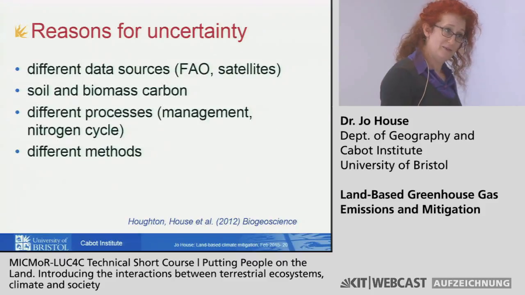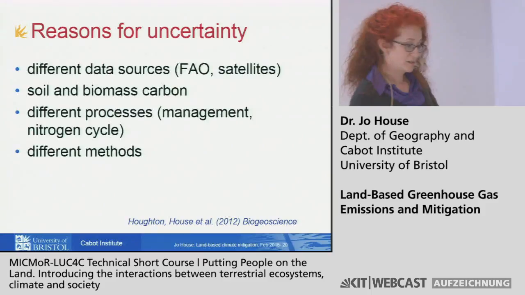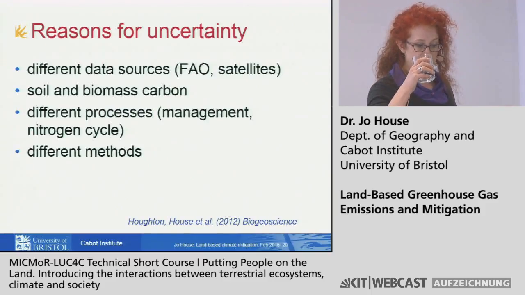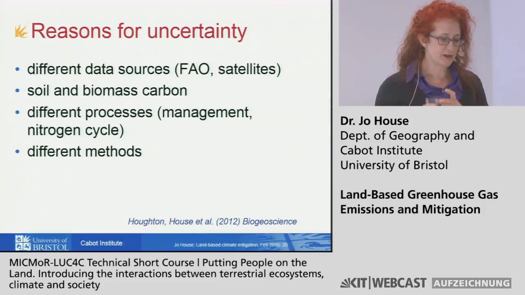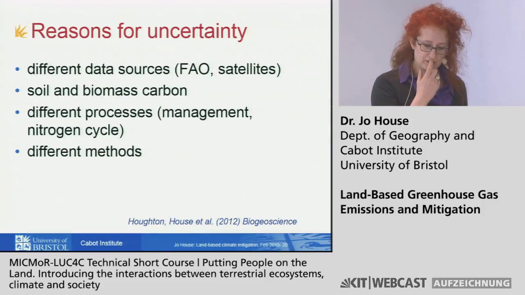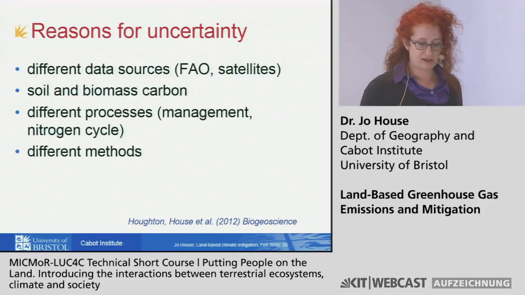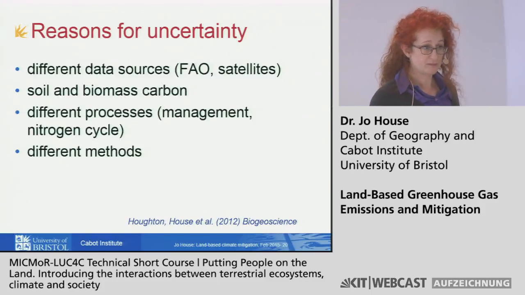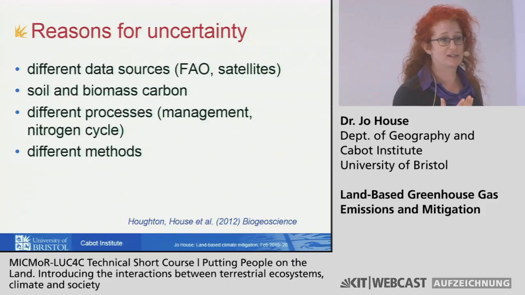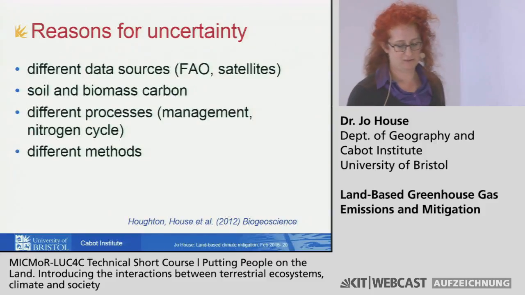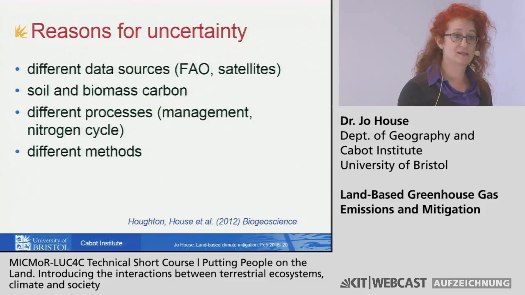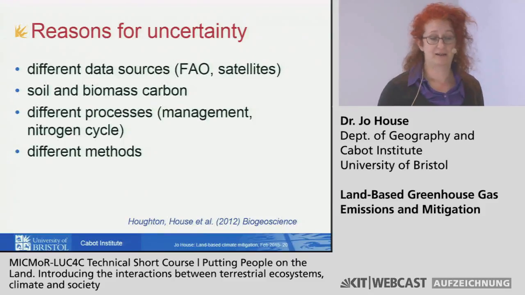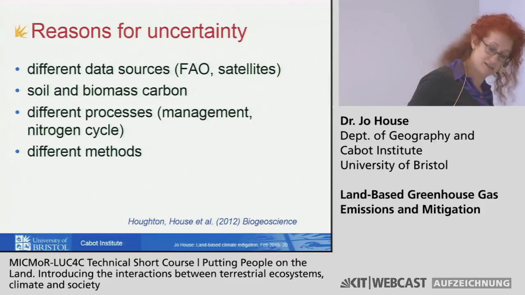So I talked a little bit about what's in some of the different methods, but I'll go into some more detail now on reasons for uncertainty and difference between the methods. So different data sources, I'm going to show you something on that first. Differences in estimating soil and biomass carbon's quite a problem. In some countries we know there's carbon stock in forests and soils very well. In other countries we don't have much of a clue at all. Different processes that get included in the models, and even different methods of calculating the flux.